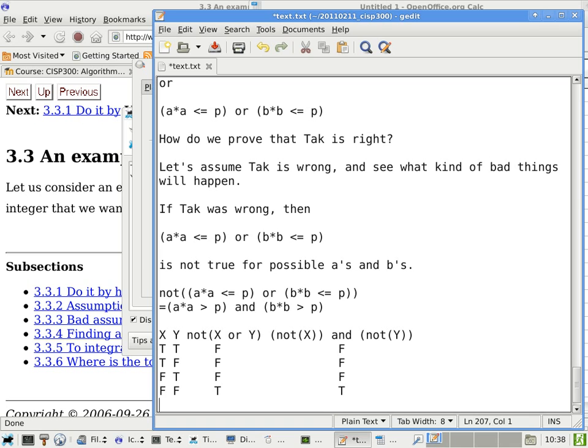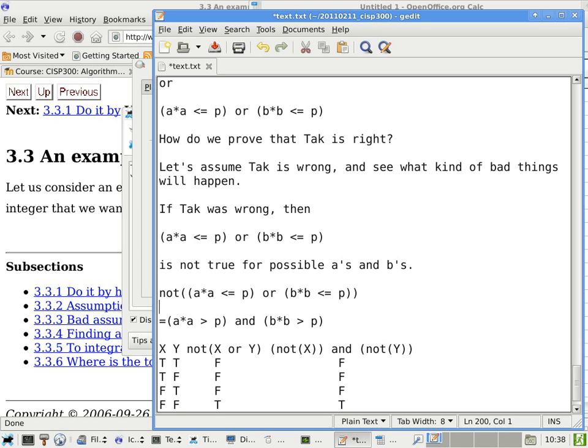What have I just done? I explained why not (x or y) is equivalent to not x and not y. Okay, I have proven that for all possible x and y, this expression is exactly the same as that expression. Is that okay so far? What I have just proven is called De Morgan's law. How does that apply to our problem here? Well, I just skipped one step.